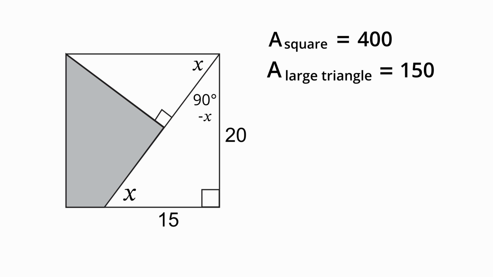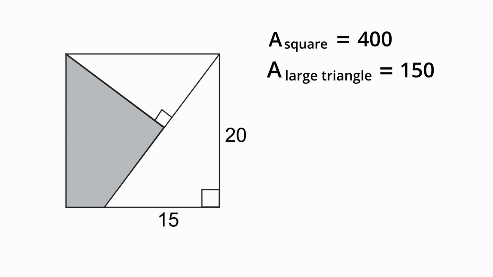Finally, the leftmost angle of the smaller triangle must then be 90 degrees minus x, since angles in a triangle sum to 180 degrees. Now observe that the three angles in both triangles are 90 degrees, x, and 90 degrees minus x. They have the same three angles, and so are similar triangles. Pairs of corresponding sides of similar triangles are related by a common scale factor.